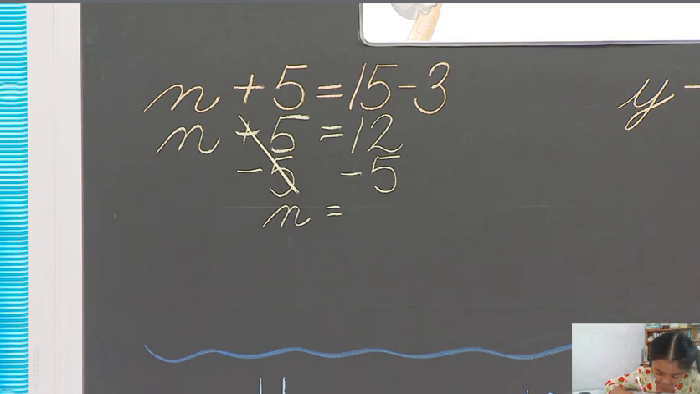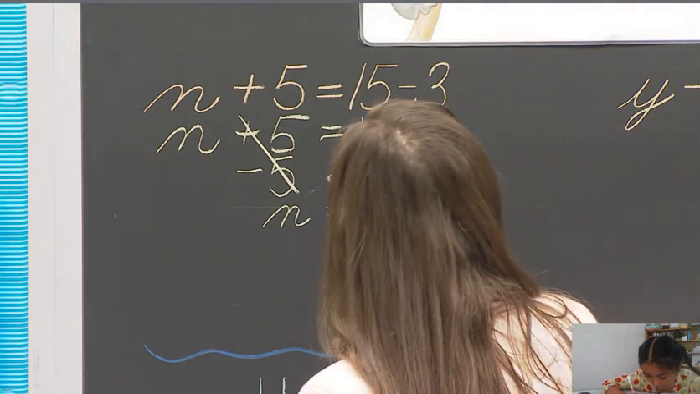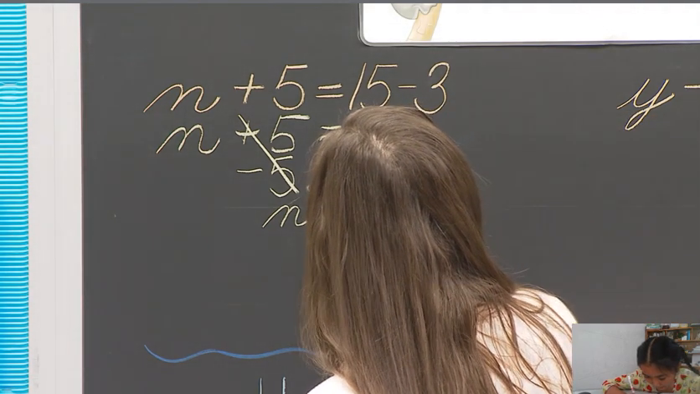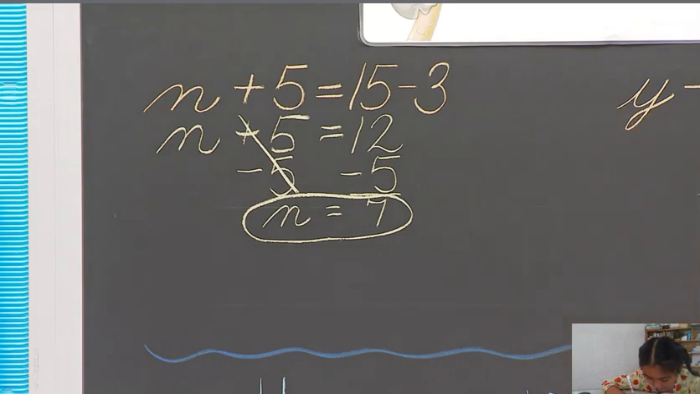Notice your goal is to keep all of your equal signs lined up. Then you have 12 minus 5, which is what, Presley? 8. Not quite. Students watching? You know. 7. 7 is correct. So N then equals 7. That's the answer. But we always want to check our work to make sure we're thinking accurately.